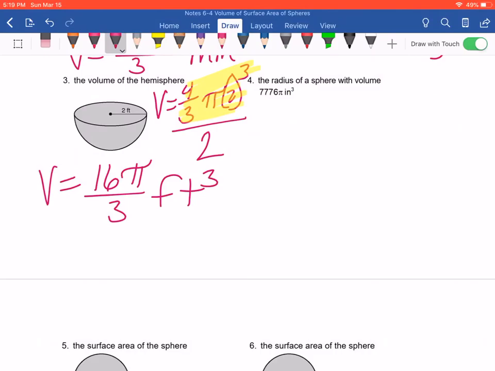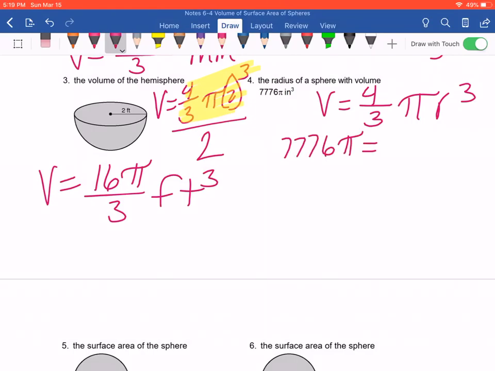All right, looking at number 4, you're asked to find the radius of a sphere with the volume of 7776 pi inches cubed. Well, we want to know the radius of the sphere. So this is our formula to find the volume of a sphere, but we already know what the volume is. Plug in 7776 pi in for V. Set that equal to 4/3 pi r cubed.